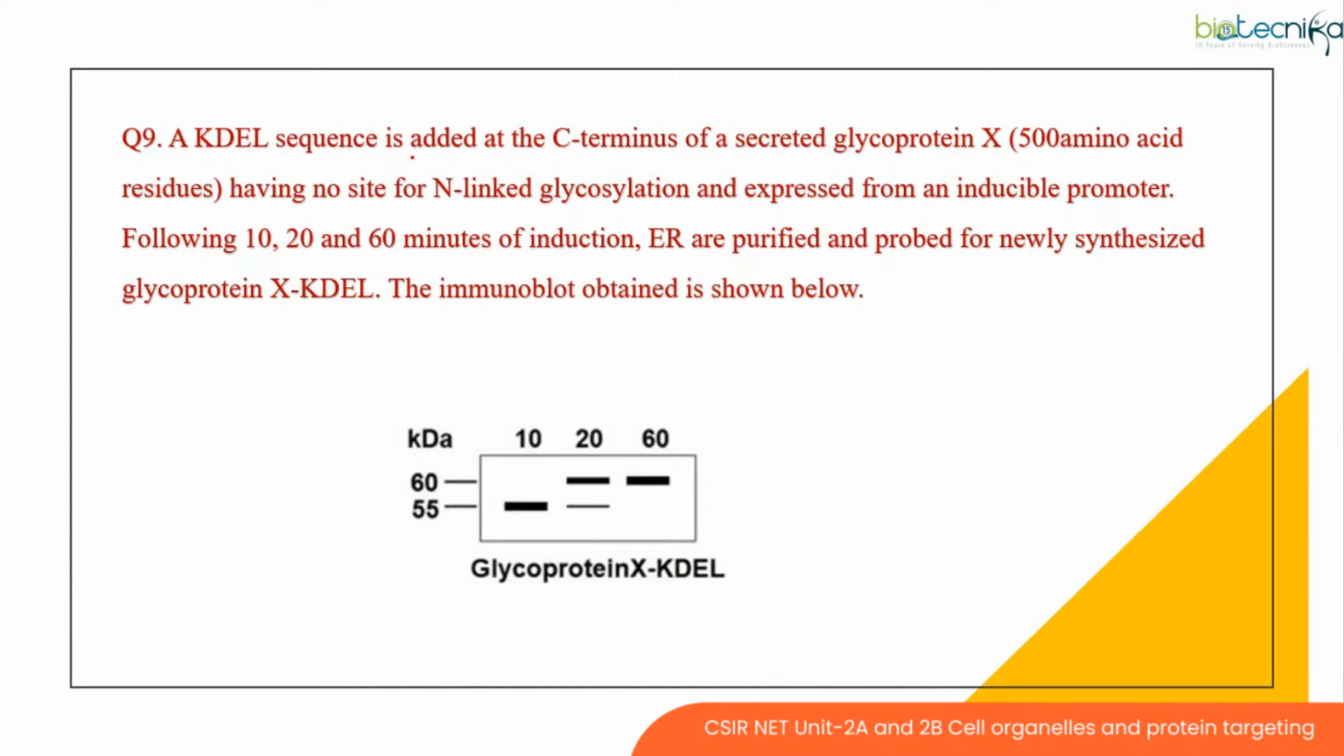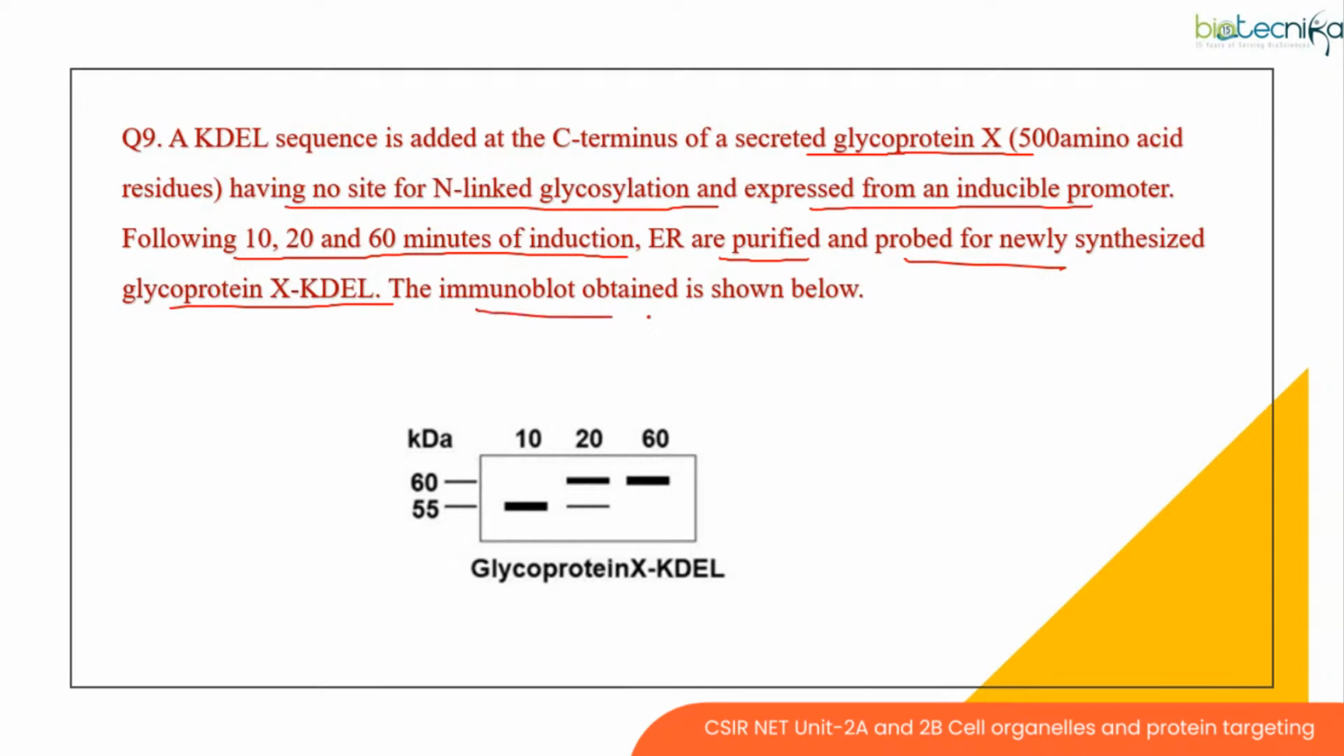A KDEL sequence is added to the C-terminus of a secreted glycoprotein X having no site for N-linked glycosylation and expressed from an inducible promoter. Following 10, 20 and 60 minutes of induction, ER is purified and probed for newly synthesized glycoprotein X-KDEL. Now the immunoblot is given over here.